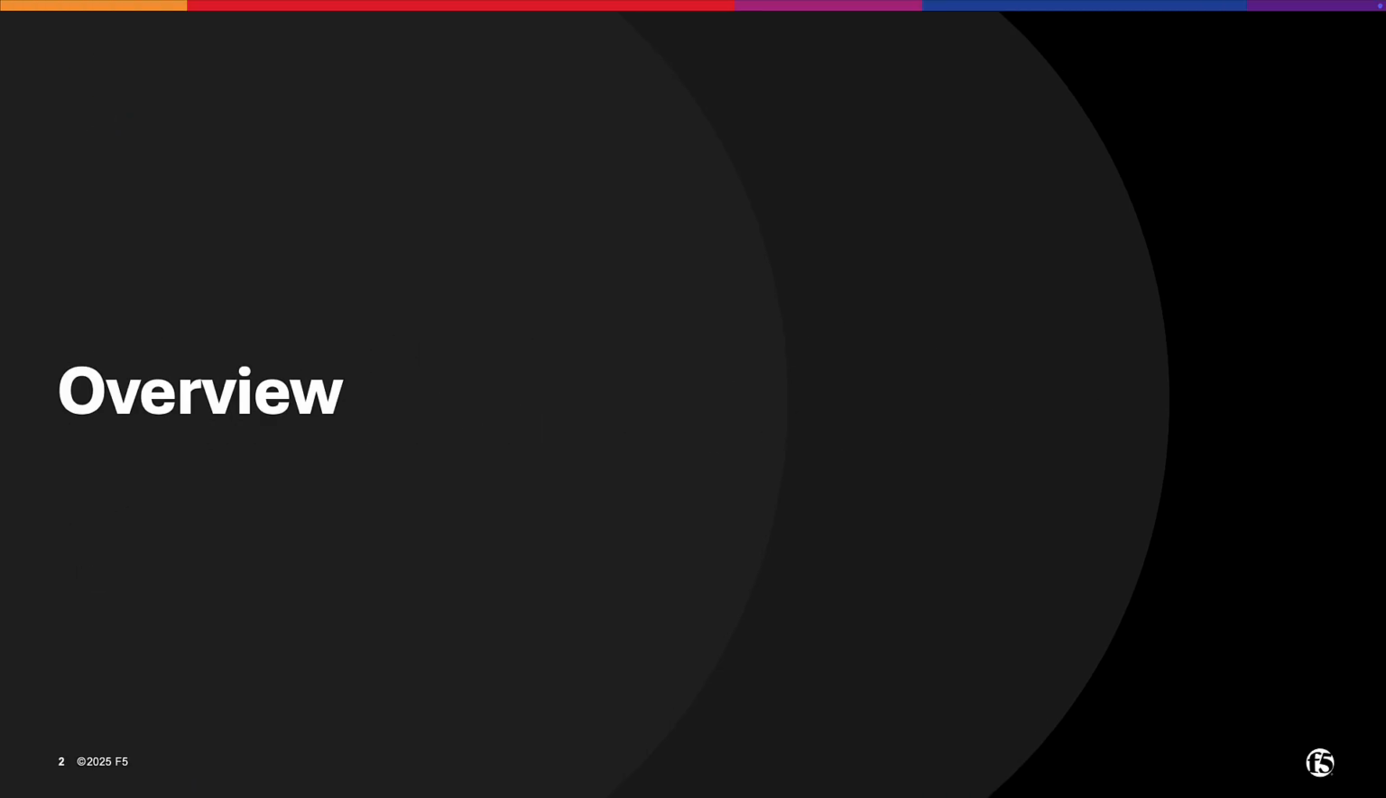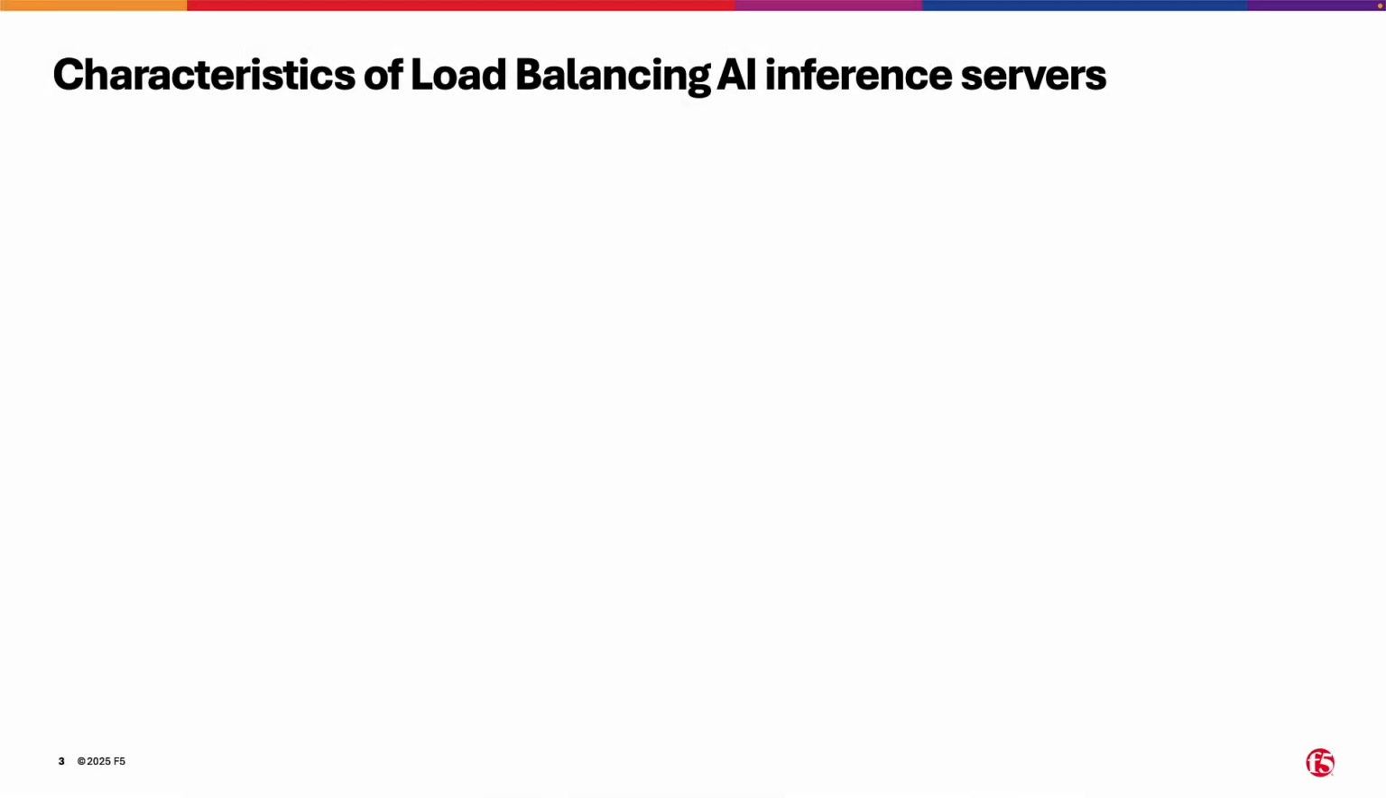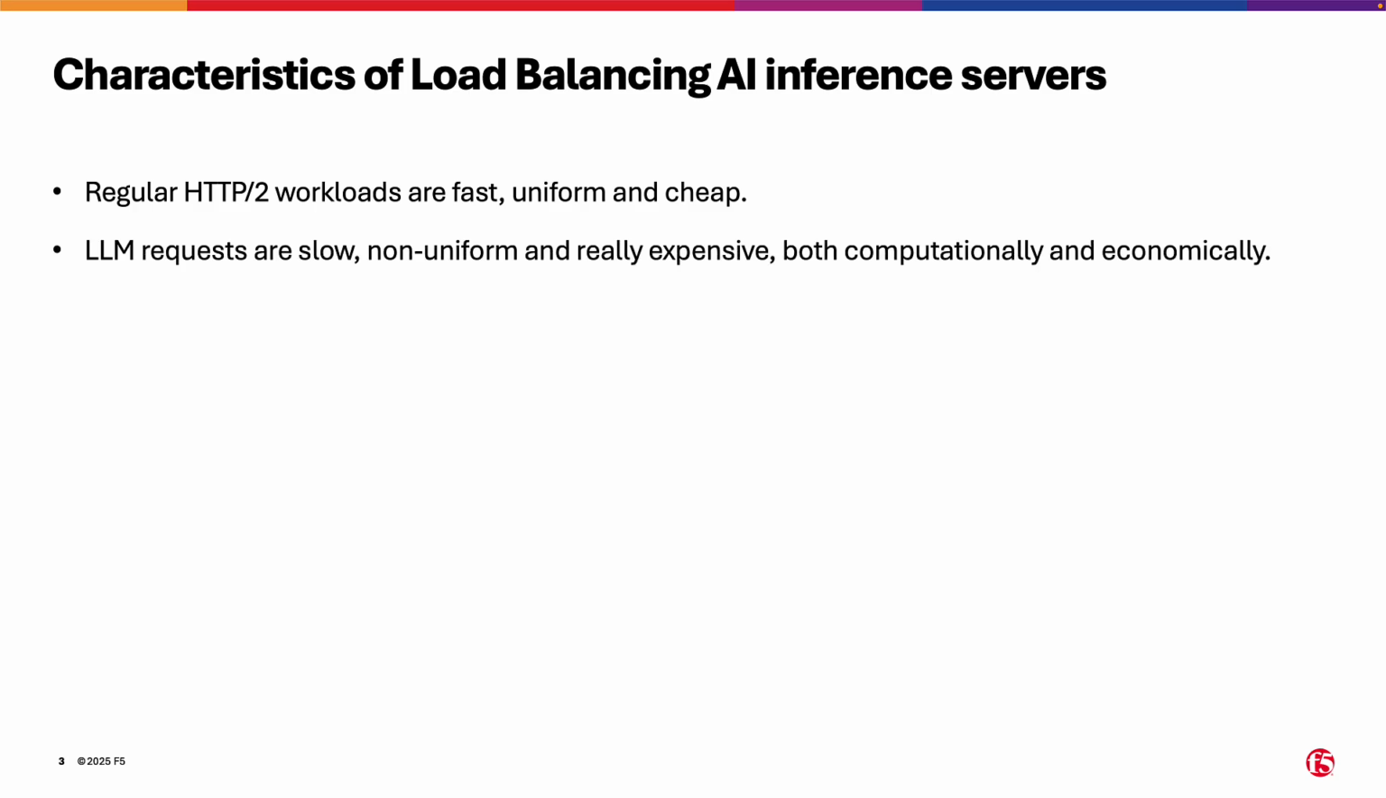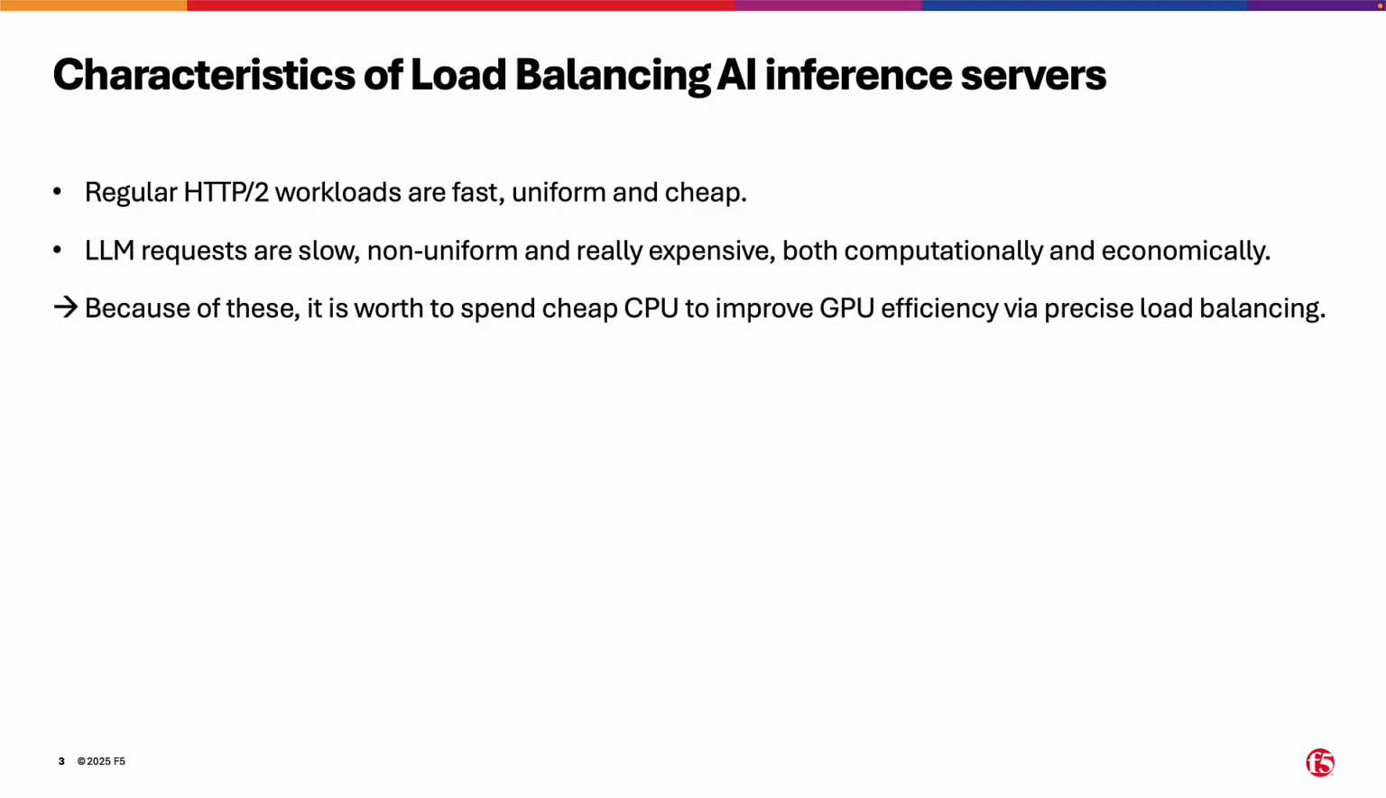Let's start describing the characteristics of load balancing AI inference servers. Regular HTTP workloads are fast, uniform, and cheap. On the other hand, LLM requests are slow, non-uniform, and really expensive, both computationally and economically because of the use of GPUs. Because of this, it is worth spending cheap CPU to improve GPU efficiency via precise load balancing.